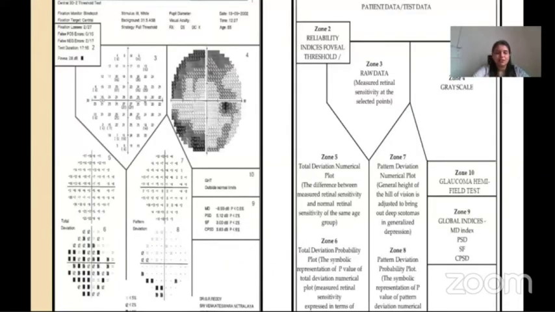This is a printout of Humphrey Visual Field Analyzer. We have Octopus also, in which a Bebie curve will be additional to this. This will be presented in zone 10.